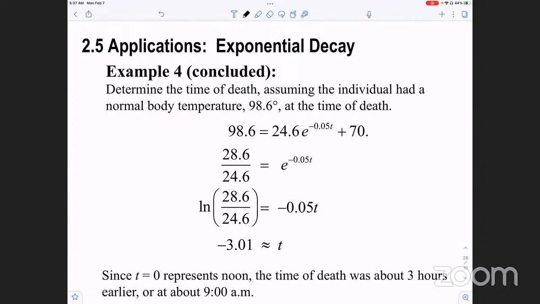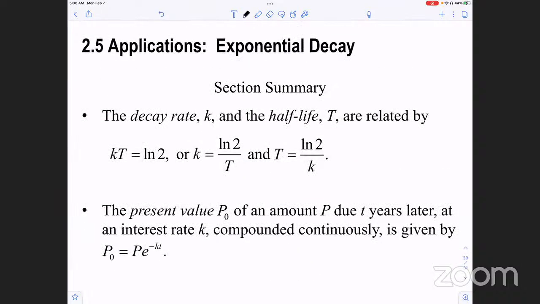Bum, bum, bum. I need that sound effect. Bum, bum, bum. Anyway, that was fun, right?